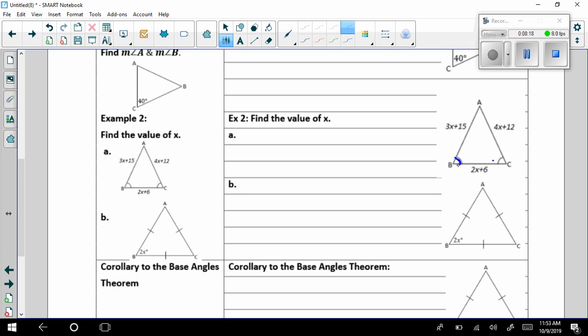All right, we do, though, know that this angle and this angle are congruent, which by our converse base angles theorem states that these two sides are congruent. Well, if you have two congruent sides, you can set their measures equal to each other. That means they are the same. So when we solve this here, by minus 3x and minus 12, we get x equals 3. Okay, it says find the value of x, so I've answered my question.